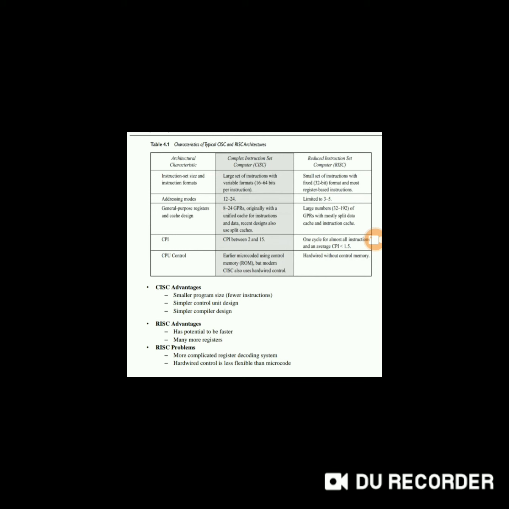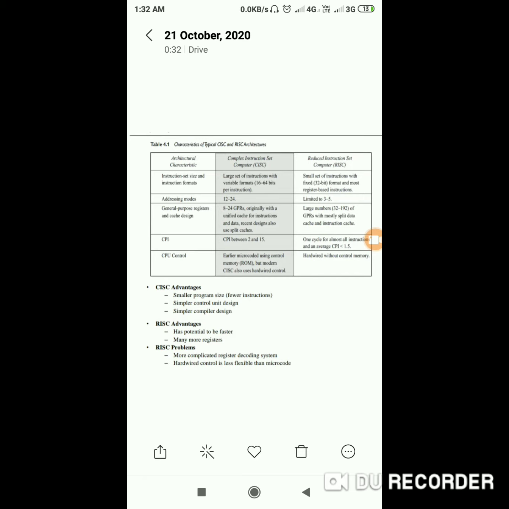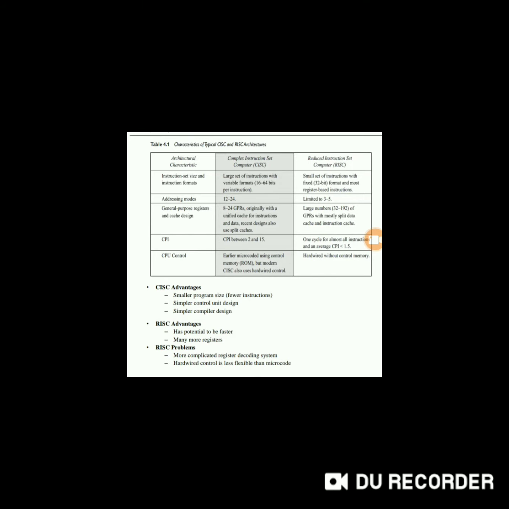The third characteristic is general purpose registers and cache design. In CISC, it is 8 to 24 GPRs, originally with the unified cache for instructions and data. Recent designs also use split caches. But in RISC, it is a large number, that is 32 to 192 GPRs, with mostly split data cache and instruction cache.